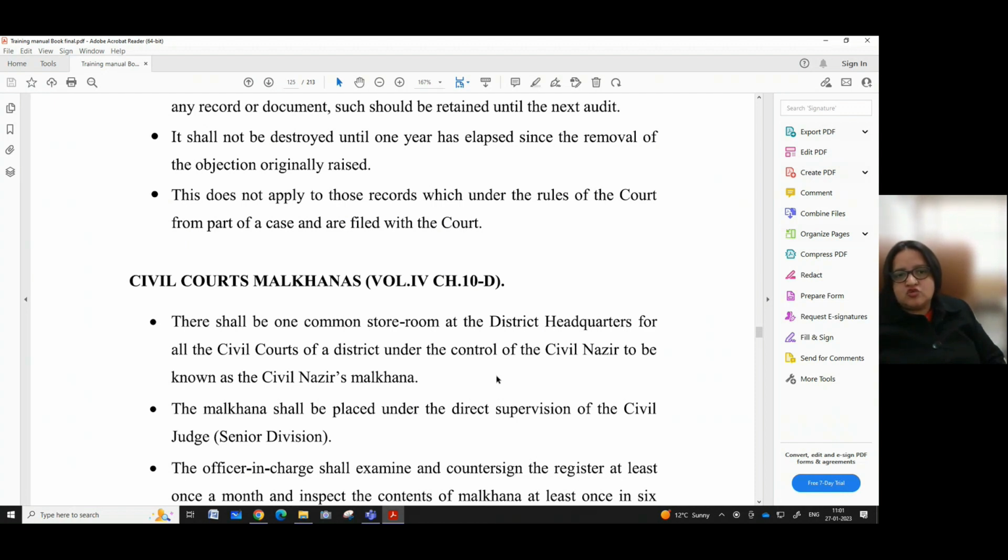This does not apply to those records which under the rules of the court form part of a case and are filed with the court.